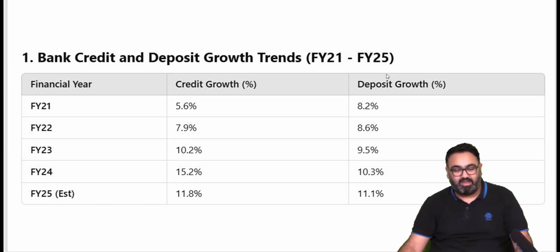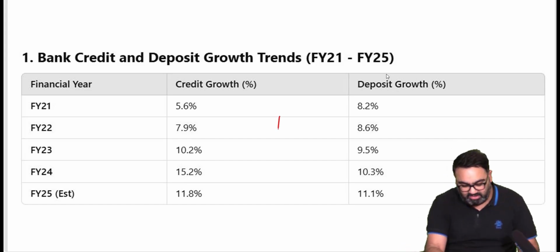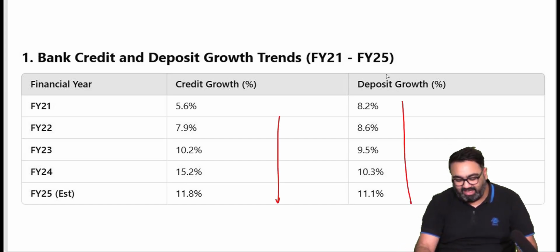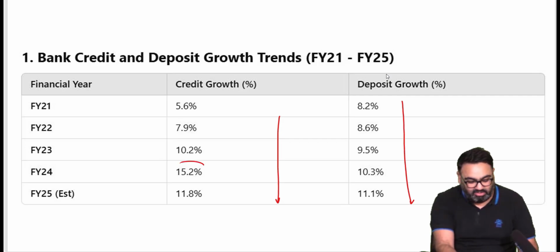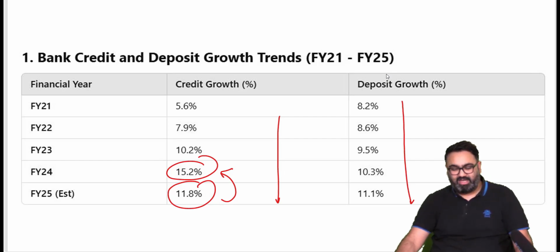This is how the bank credit and deposit has grown over the years. It's not a straight line in this section, credit growth. As you can see, this year's credit growth has been lower than last year, but at least it is still growing.